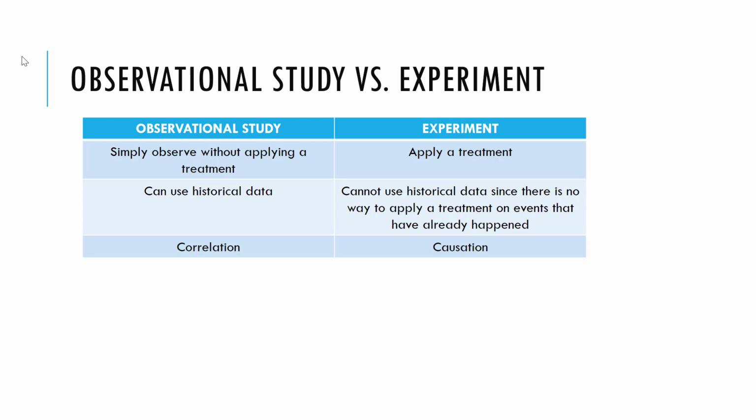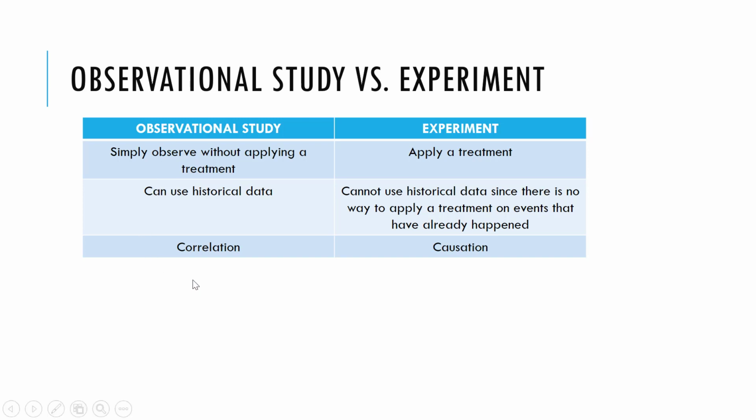Let's look at this table that compares and contrasts observational studies and experiments. As you can see, when you do an observational study, you are simply observing without applying a treatment. In the case of an experiment, a treatment is being applied. Since a treatment is not being applied in an observational study, you can use historical data or study events that have already occurred. You cannot do this with an experiment since there's no way to apply treatment after events have already happened.